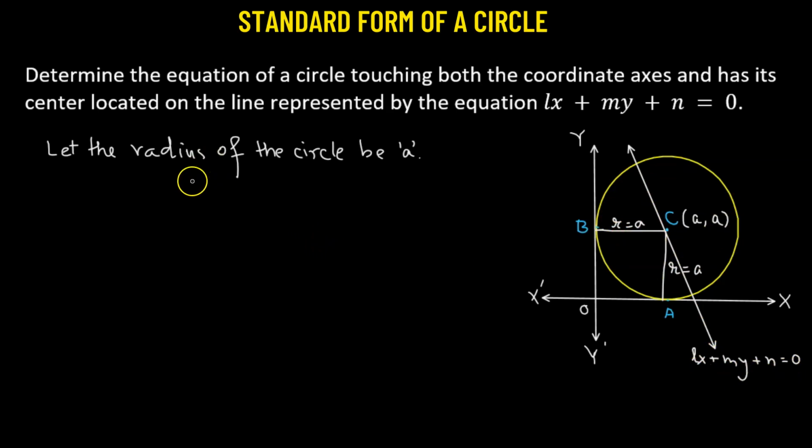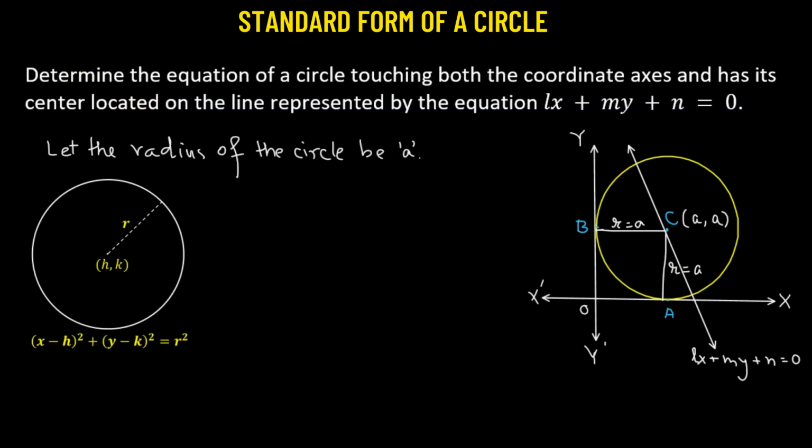Now in order to find the equation of a circle, we will use the standard form. Suppose we have a circle whose center has the coordinates (h, k) and a radius of r units. Then the standard form of the circle is given by this particular equation, which is (x - h) whole squared plus (y - k) whole squared equals the square of the radius.